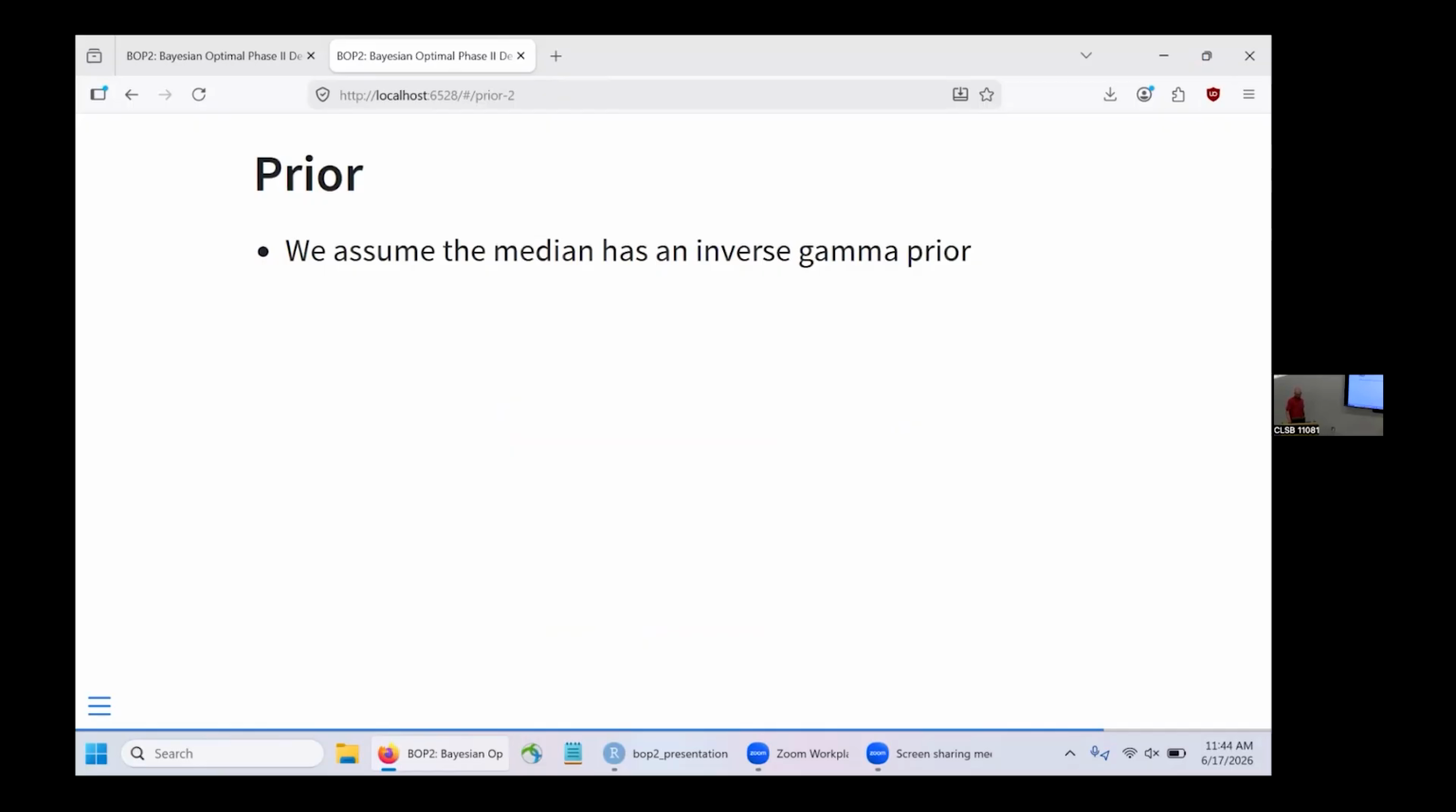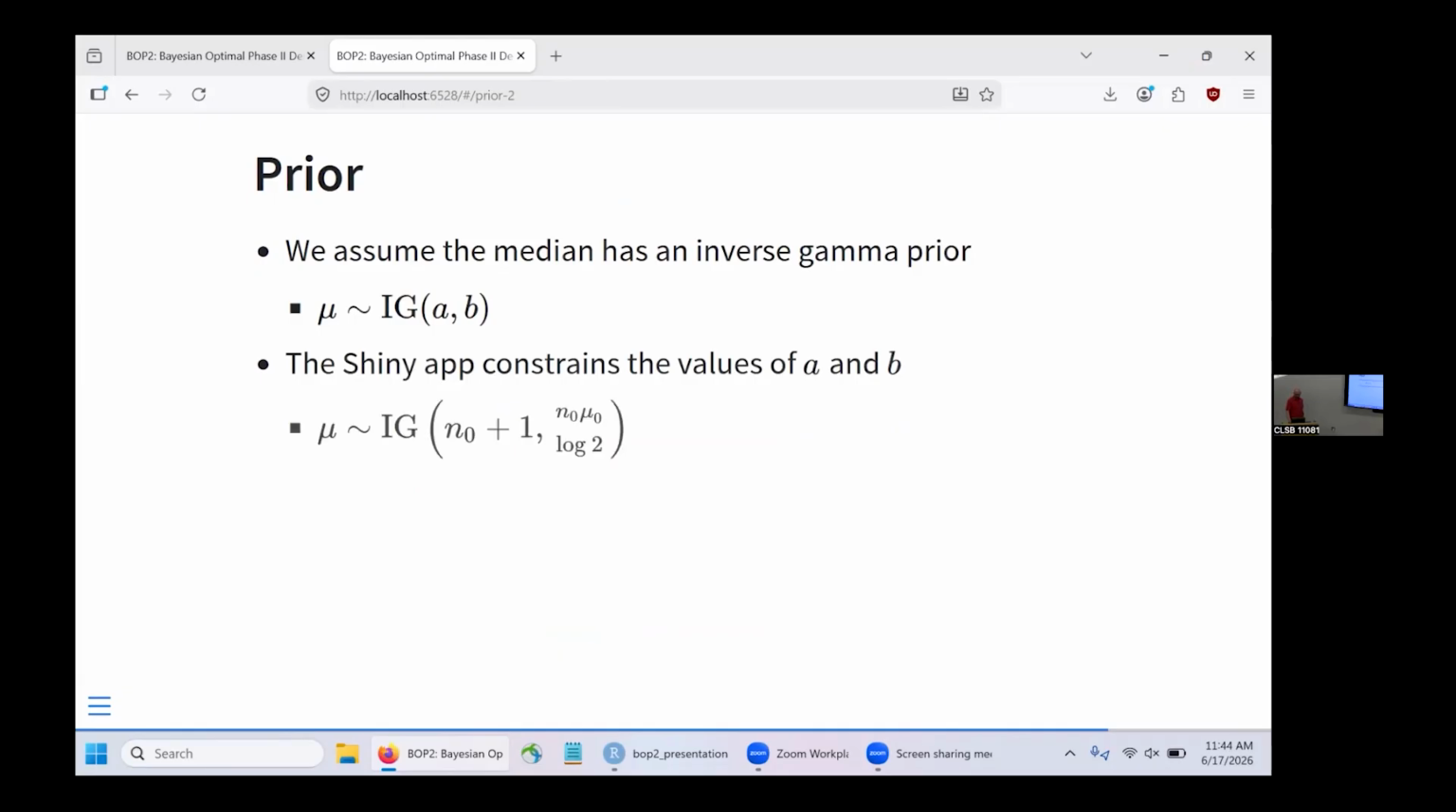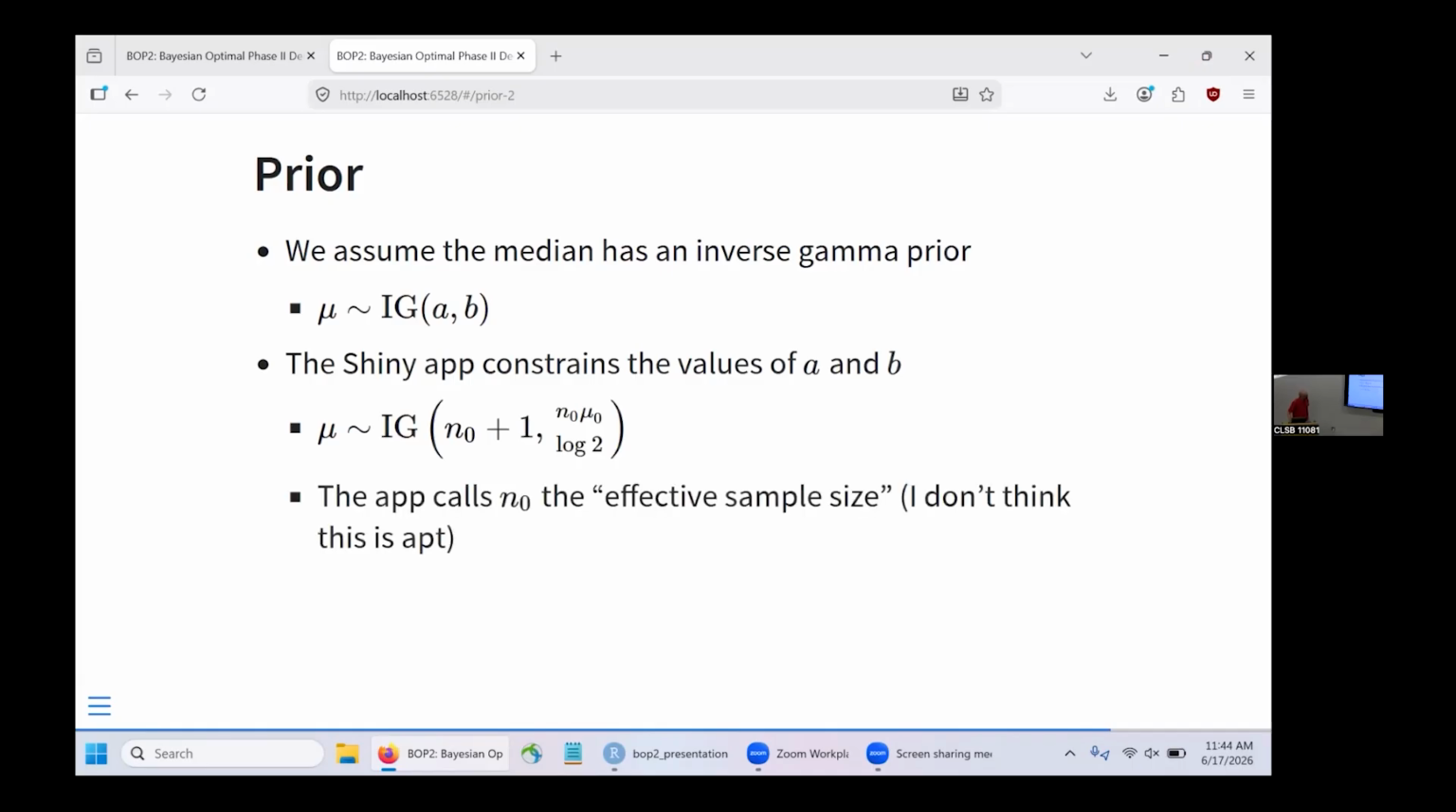In terms of the prior, we assume the median has an inverse gamma prior. The Shiny app constrains the values of A and B. N naught is called the effective sample size. I don't know why, again, the second parameter should be a fraction. I don't know why the bar is not displaying. And then mu naught is the median survival time under the null.